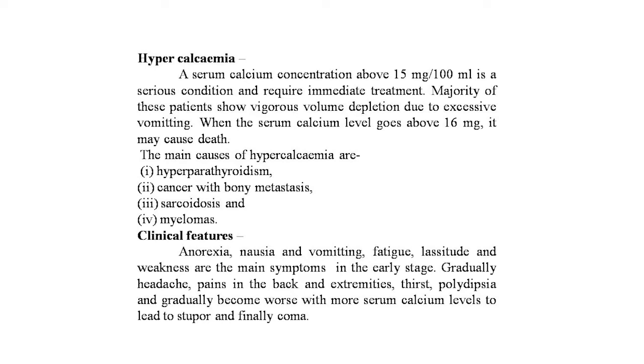The main causes of hypercalcemia are hyperparathyroidism, cancer with bony metastasis, sarcoidosis and myelomas. Clinical features of hypercalcemia: anorexia, nausea and vomiting, fatigue, lassitude and weakness are the main symptoms in the early stage. Gradually, headache, pains in the back and extremities, thirst and polydipsia appear and become worse with rising serum calcium levels, leading to stupor and finally coma.